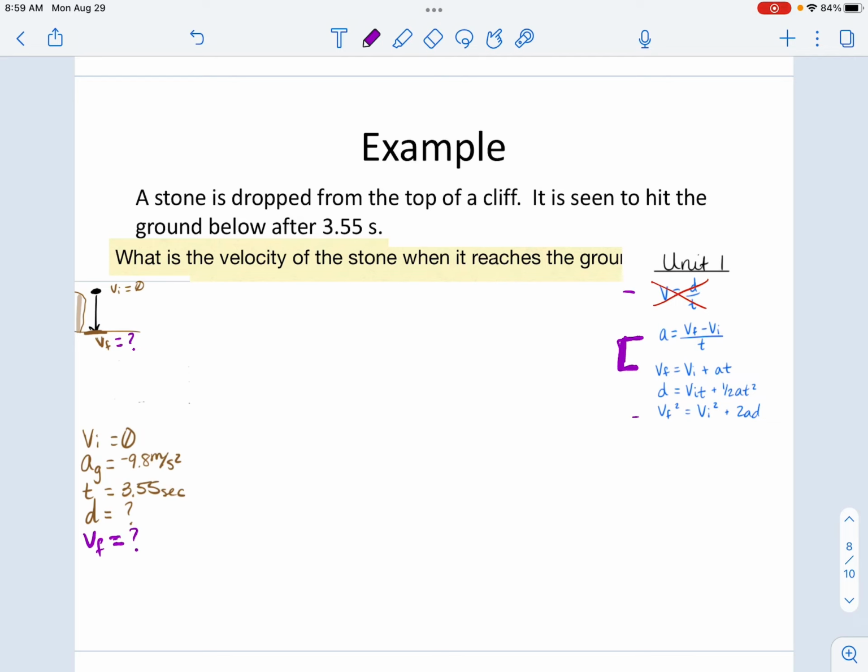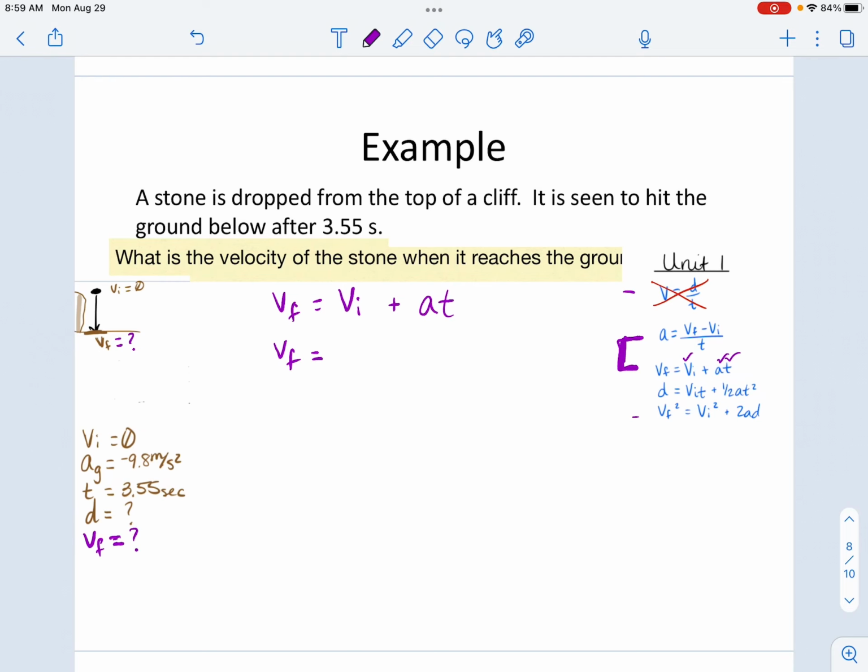So we're looking for VF, and in order to use this formula, we are going to need an initial velocity, which we do have, an acceleration, which we do have, and a time, which we do have. Because I have all of the parts to that formula, I can indeed use that equation. So I'm starting off with VF equals VI plus AT instead of using A equals VF minus VI over T, because the algebra is already done for me. So why not make life easier?